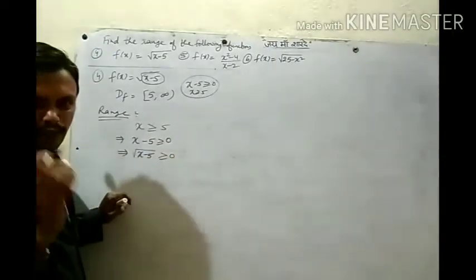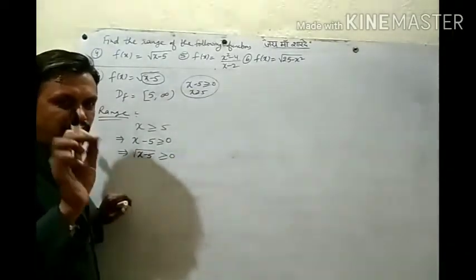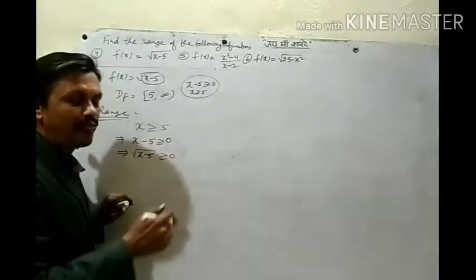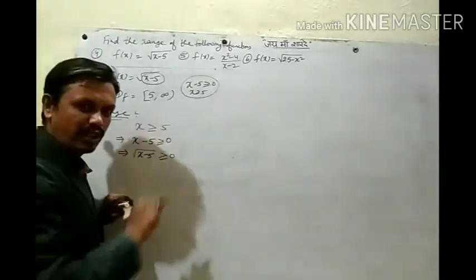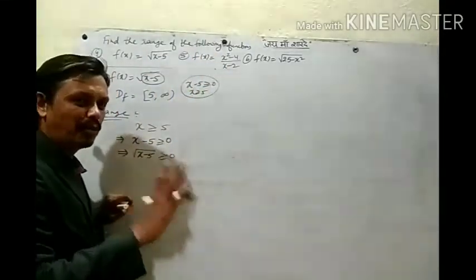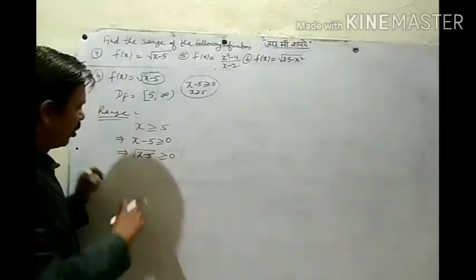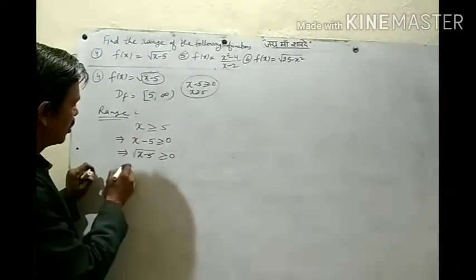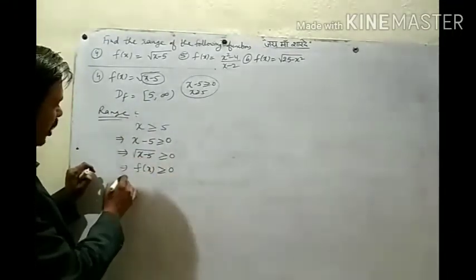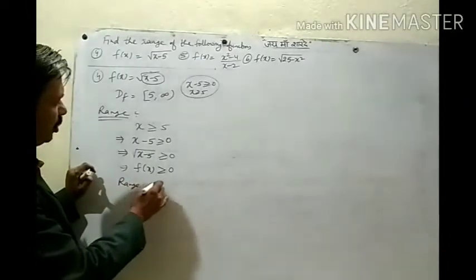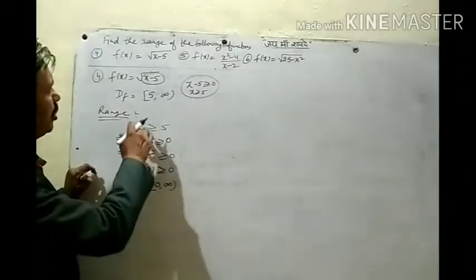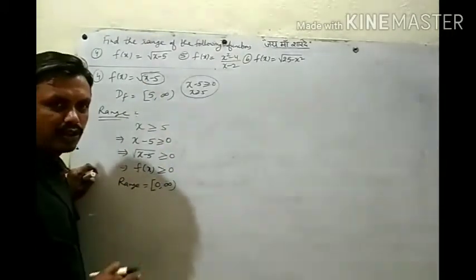Root of 4 is 2, positive. 8 is positive, root of 8 is root 2, which is a positive value. 9 is positive, its root will be 3. Then 1 is positive, its root is 1 only. Any number you take, 0.5, 0.2, 0.3, all are positive and the roots will be positive only. So root of x minus 5 will be more than or equal to 0, and that is our function f of x. So f of x is more than or equal to 0. So the range will be 0 to infinity, where 0 is included. Okay? So the range of this function is 0 to infinity.